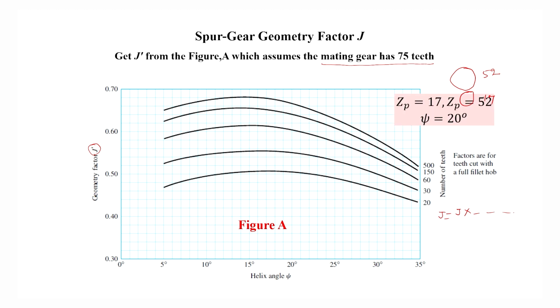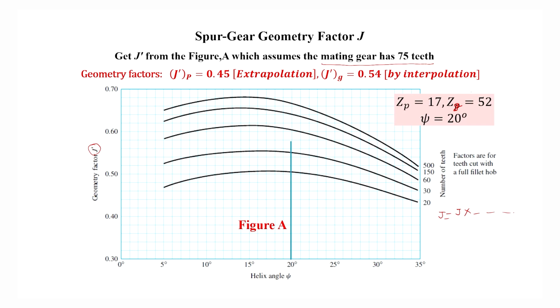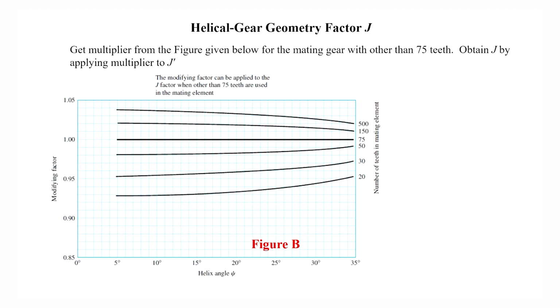So, how will we determine it? For our case, we know that ZP is 17, ZG is 52, and psi is 20 degrees, and therefore we obtain J dash as 4.5 for the pinion and J dash for the gear as 0.54. The modifying factor, because the number of teeth on the mating gear is not equal to 75, we have to use the modifying factor.